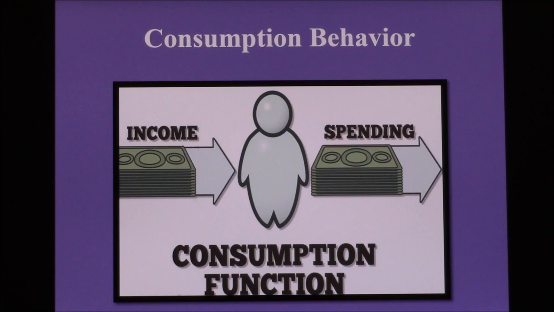All right, consumption behavior. How does consumption work? Well, the primary determinant of consumption at the macro level is simply income. The more income people have, the more money they spend. And it's a very, very strong statistical relationship.